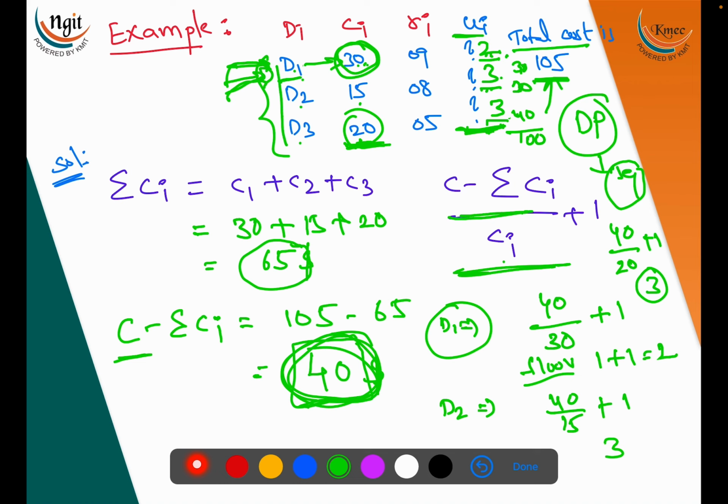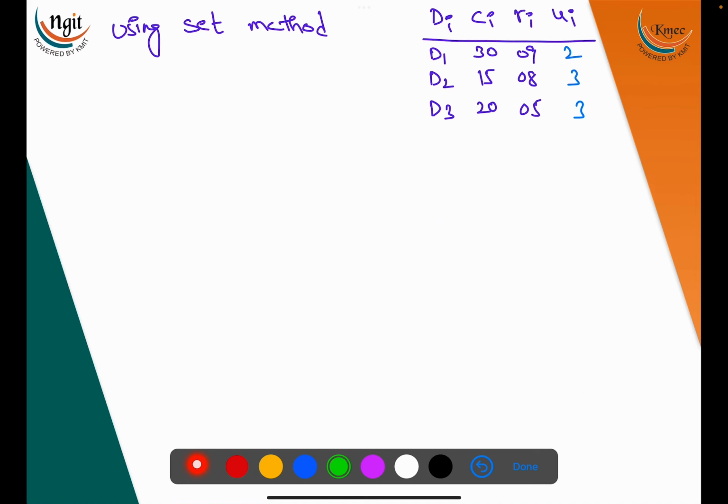So the point is what? How many copies we are going to take into the solution. That will be implemented through the sets method. Now the problem starts here using the sets method. The way I'm going to move is, if you can remember the first knapsack problem solution, it will be very easy for you to understand the same.